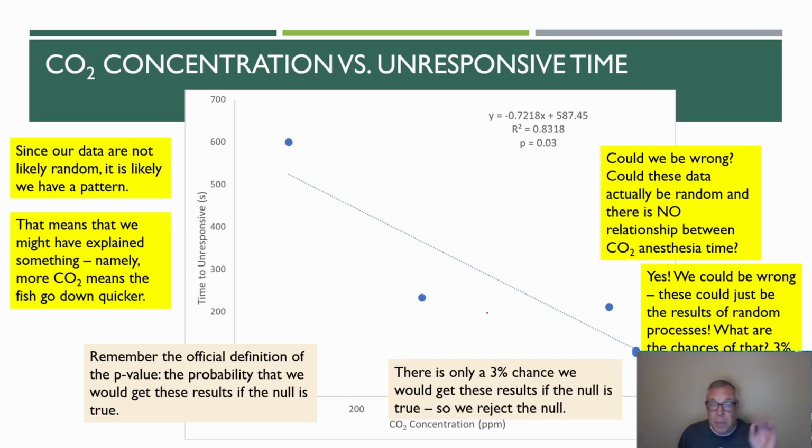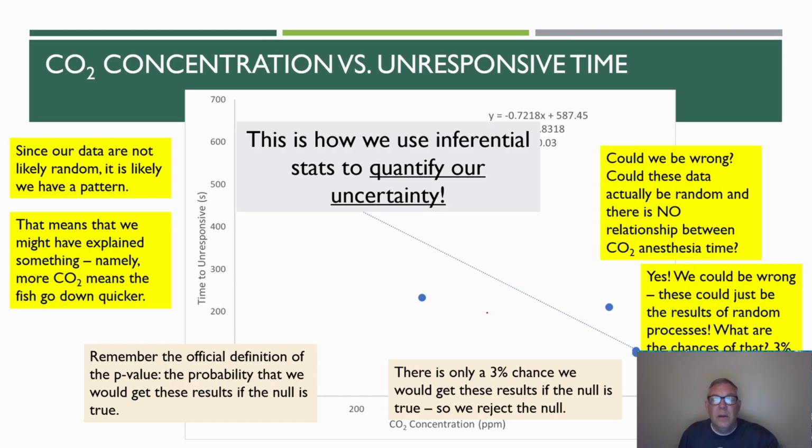And so, based on linear regression, there's only a 3% chance we would get these results if the null was true. So we can confidently reject the null. Now, could we make a mistake? Yeah, we can make a mistake. But we can quantify our uncertainty. And that's the important thing about stats.